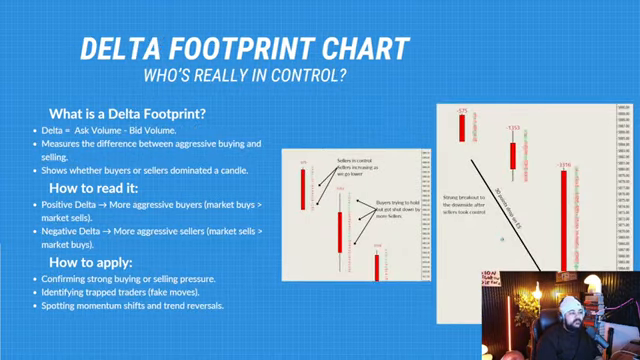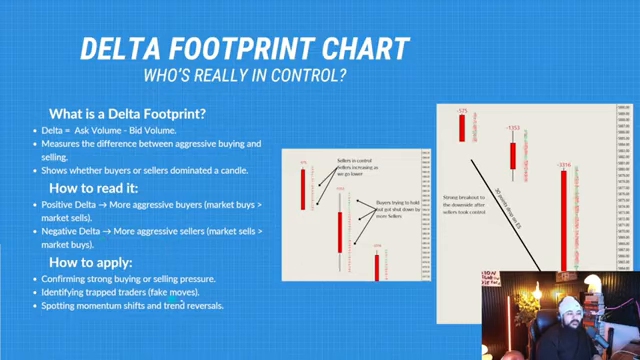So this is my favorite one. What are delta footprint charts? A delta footprint is delta, where it shows you the ask volume minus the bid volume. It measures the difference between aggressive buying and selling, and it shows whether buyers or sellers dominated a candle. So how do you read it? Positive delta means there are more aggressive buyers, and negative delta means there are more aggressive sellers.